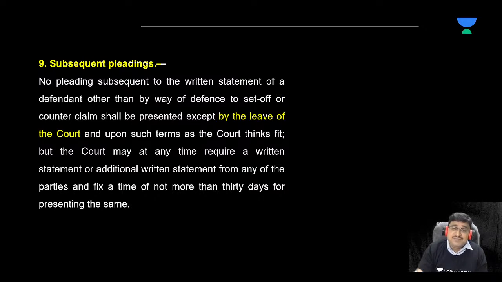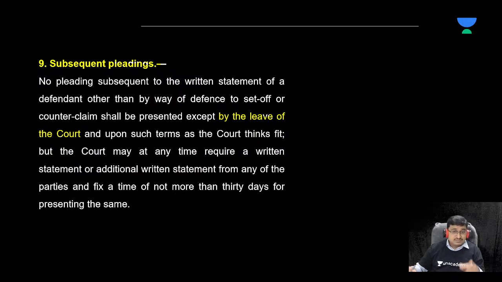Then, after filing a written statement in answer to the counterclaim, if the defendant still wants to file some additional or subsequent pleadings, with the leave of the court he may file an additional written statement in answer to the written statement to the counterclaim. Therefore, by the leave of the court, upon such terms as the court thinks fit, they may file the subsequent pleadings. Otherwise, there are no subsequent pleadings to the written statement of the defendant other than by way of defense to a set off or counterclaim.